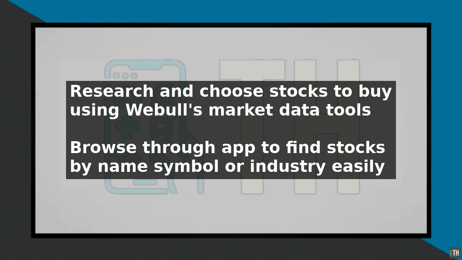Review your order carefully to ensure everything is correct, including the stock symbol, number of shares, and order type. Then, submit your order and wait for it to be executed. Webull will provide you with a confirmation once your order is filled.